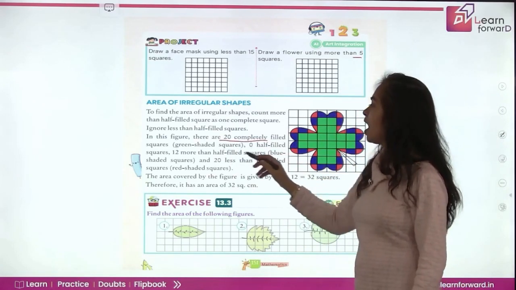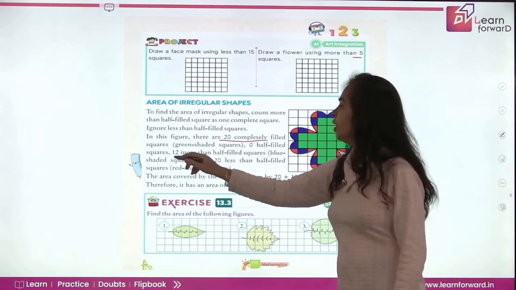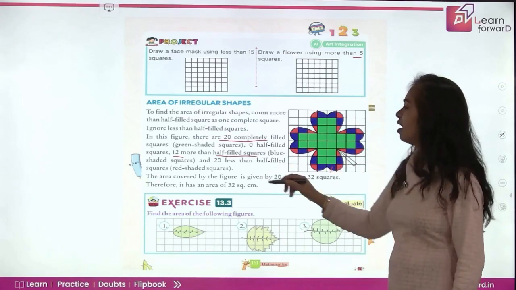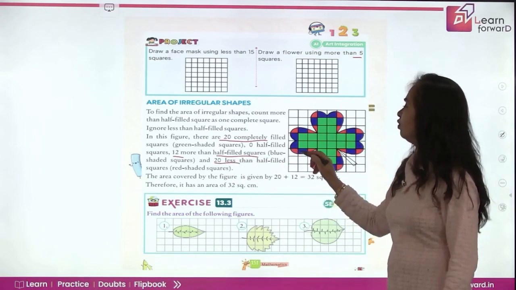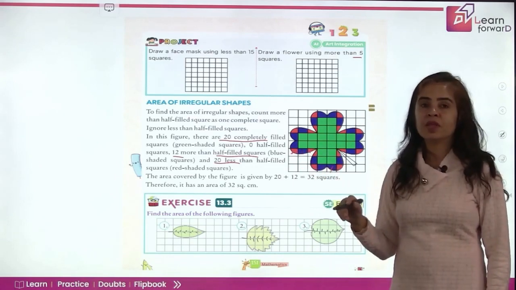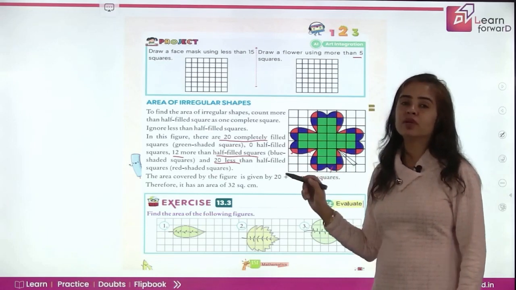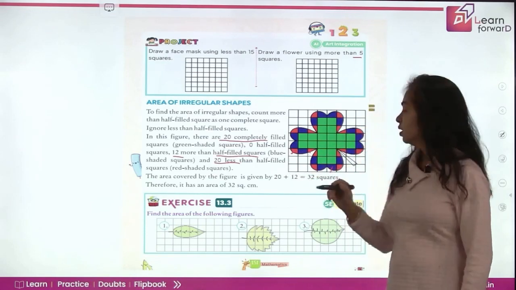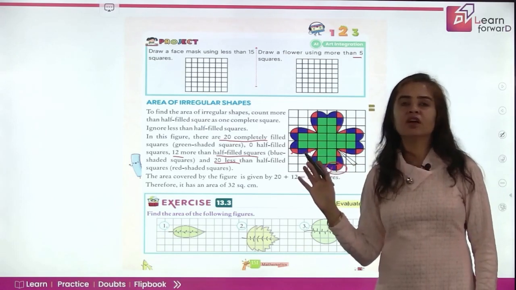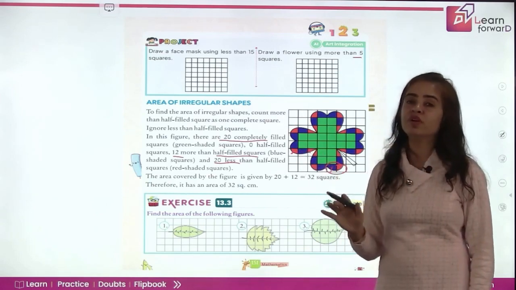See, in this figure, there are 20 completely filled green shaded, you can count them. Then 0 half filled squares, there are no squares which are half filled. 20 more than half filled squares, the blue ones are more than half, and 20 less than half filled ones, these are the red ones which are less than half. So we just put the more than half and less than half together. That means with a pair, you will get one full square. So this is just a rough estimate.